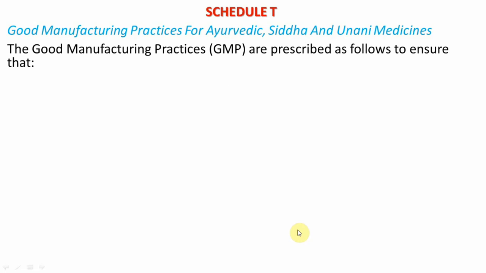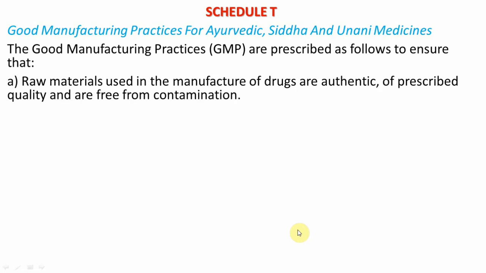Next, Schedule T. Schedule T is the good manufacturing practices, GMP, for Ayurvedic, Siddha and Unani medicines. To remember Schedule T, T means traditional. So, it is good manufacturing practices for Ayurvedic, Siddha and Unani medicines.